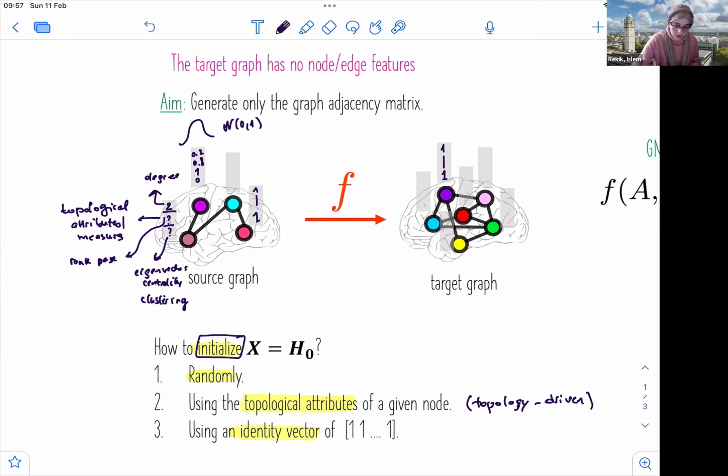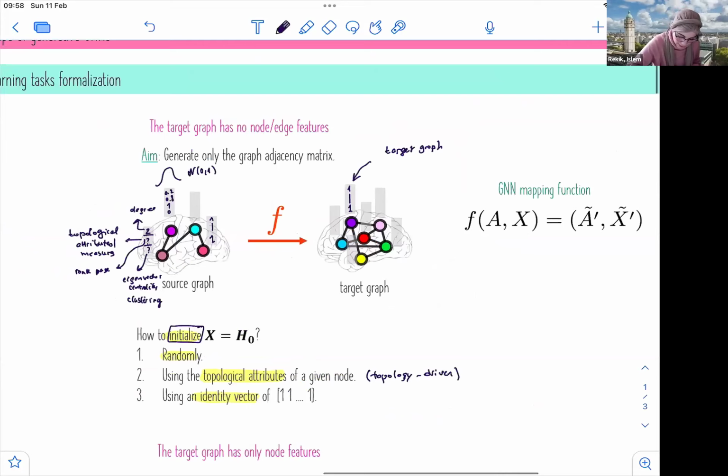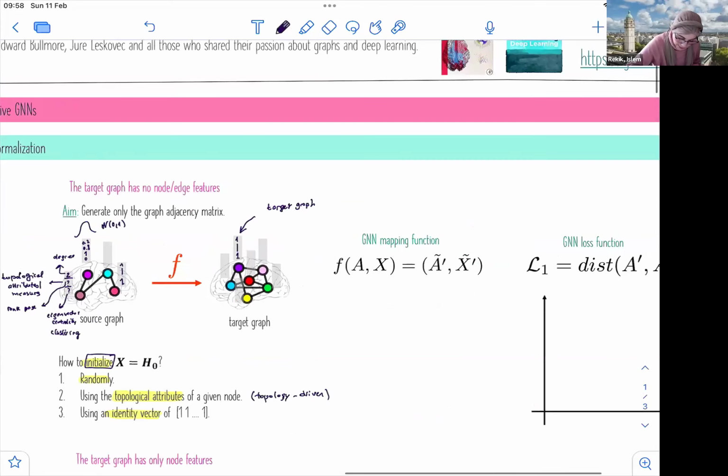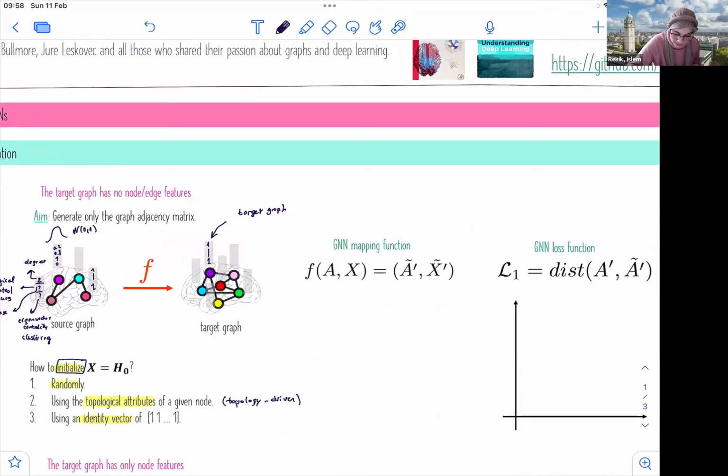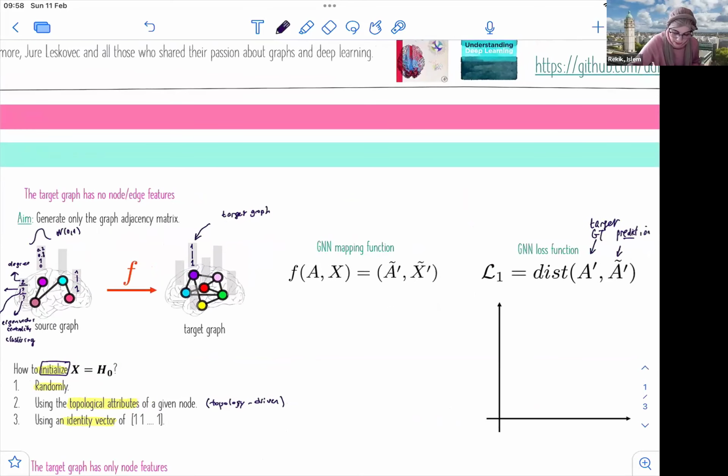Now, because we're optimizing over the target graph, we optimize over the target graph loss. So we want the A basically. So let's look at our loss here. What we want is to minimize the distance between the ground truth graph and the target domain. This is the target graph A prime. So this is the ground truth and this is the prediction that we have. And what we want to do is minimize the loss. So this is our GNN loss. We minimize over the distance between these two.